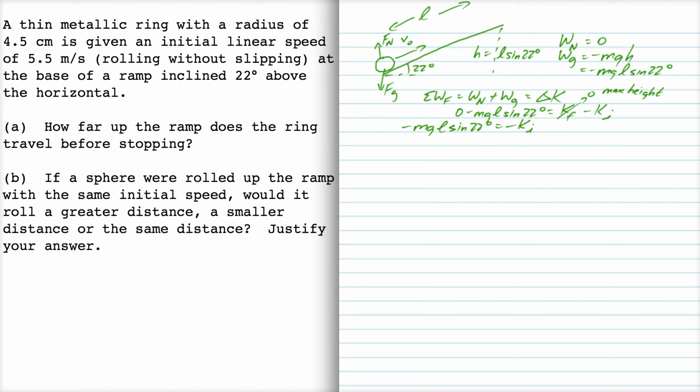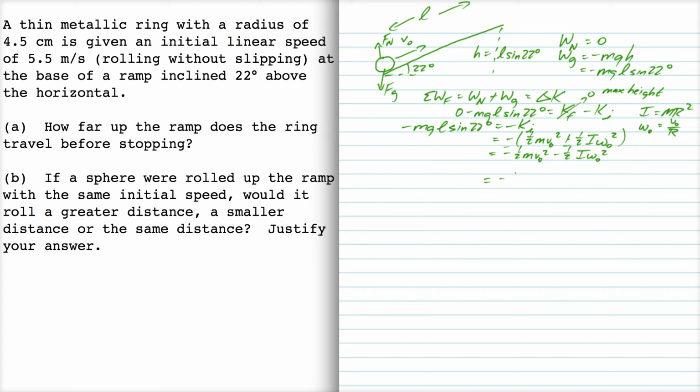So let's write out what the initial kinetic energy is. It's 1/2 m v0 squared, the translational kinetic energy, plus 1/2 I omega0 squared. I'm going to go ahead and distribute this minus sign. So it's minus 1/2 m v0 squared minus 1/2 I omega0 squared. Now let me make my substitutions. I know that for a ring, I is equal to mr squared. And since it's rolling without slipping, omega0 is equal to v0 over r. So omega0 squared is v0 squared over r squared.